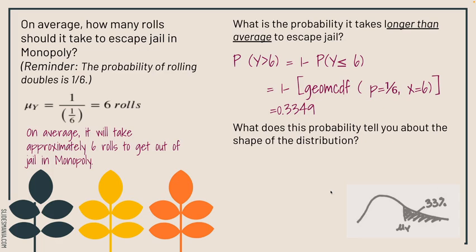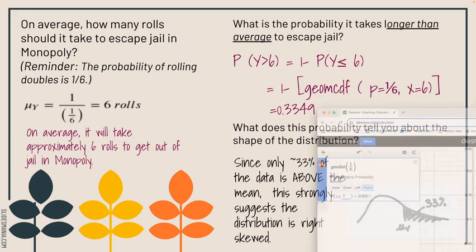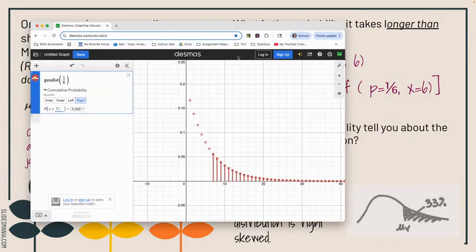So what does this probably tell you? That longer than average? Since only about 33% of the data is above the mean, this strongly suggests the distribution is right skewed. That's what it tells us. Because the mean chases the tail right here. In geometric distributions, you're going to find that they are right skewed.